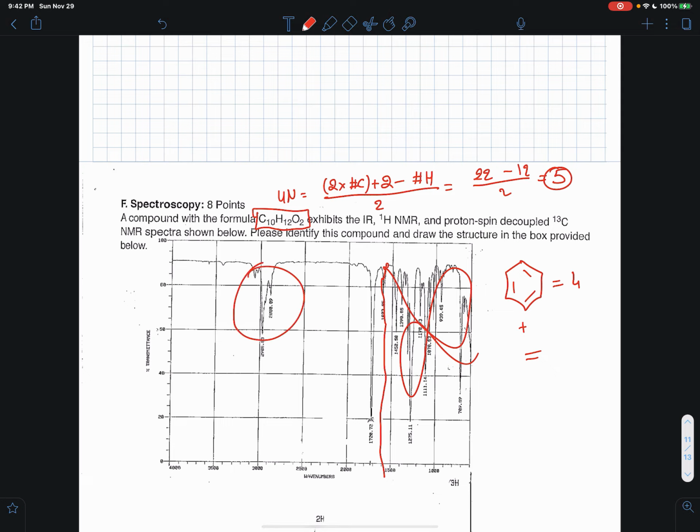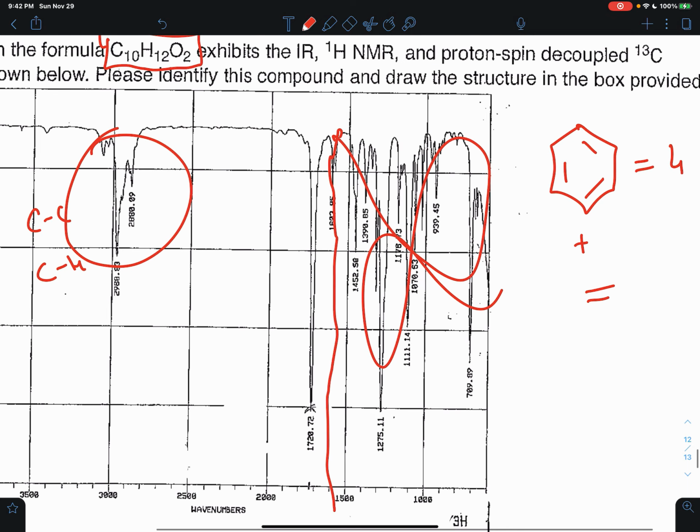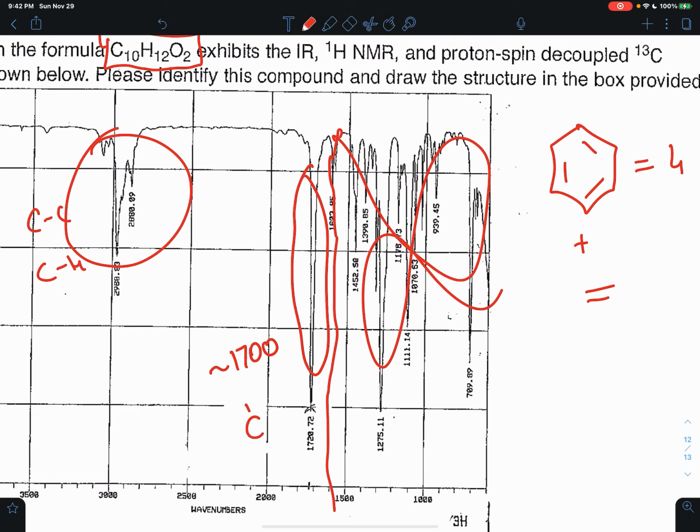But now we see one thing. Those stretches right here are just CC and CH bonds. That doesn't help us with anything. The only thing that jumps out of the IR spectrum is this strong peak at 1700s. This strong peak at 1700s tells us that there is a carbonyl. So now we know that the double bond is going to be a carbonyl.